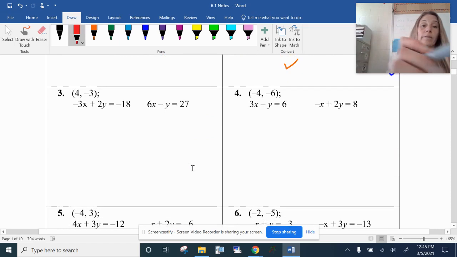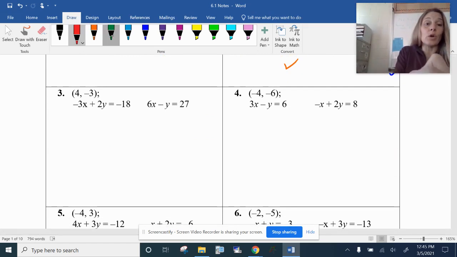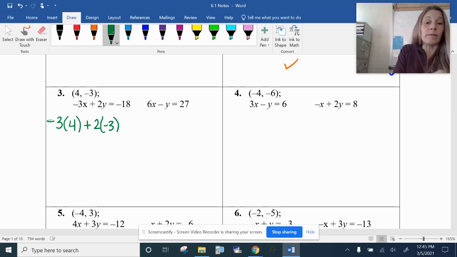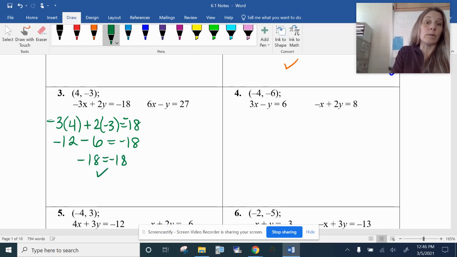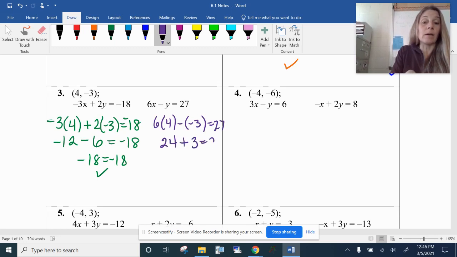So let's try a couple more of these. Okay, so for number 3, we're going to put in the 4 for the x and the negative 3 for the y. So we have negative 12 and minus 6, or plus a negative 6, which is the same thing. And you end up with negative 18 equals negative 18, which of course works. For the next one, we have 6 times 4 minus negative 3. Now remember, when you subtract a negative, you're really adding there. So again, we get this one to work as well.